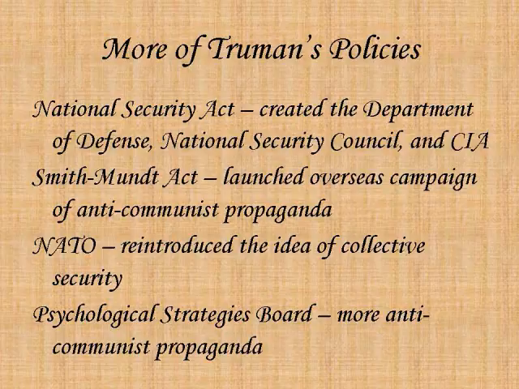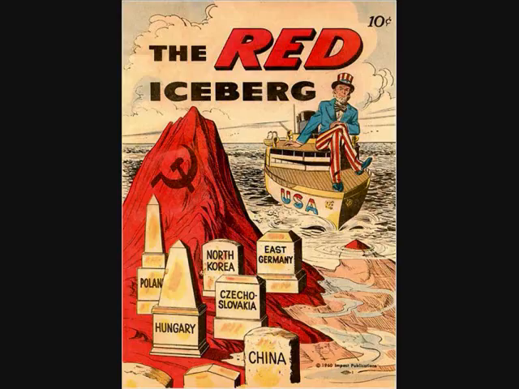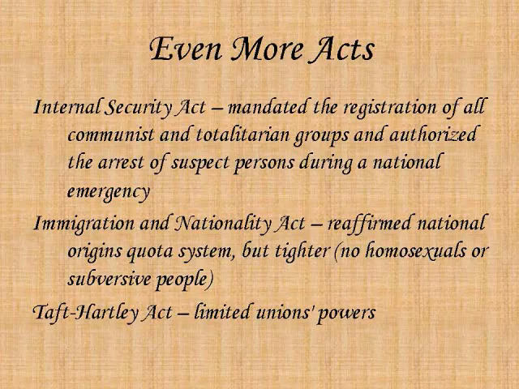NATO reintroduced the idea of collective security. The Psychological Strategies Board provided more anti-communist propaganda. The Internal Security Act required the registration of all communist and totalitarian groups and authorized the arrest of suspect persons during a national emergency. The Immigration and Nationality Act reaffirmed the national origins quota system, but made it tighter, including restrictions on homosexuals and other subversive people. The Taft-Hartley Act limited unions' powers.